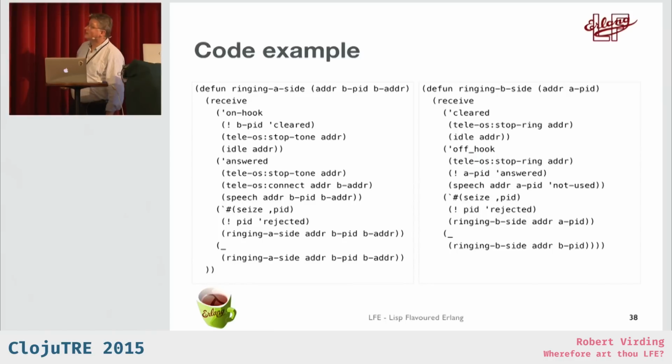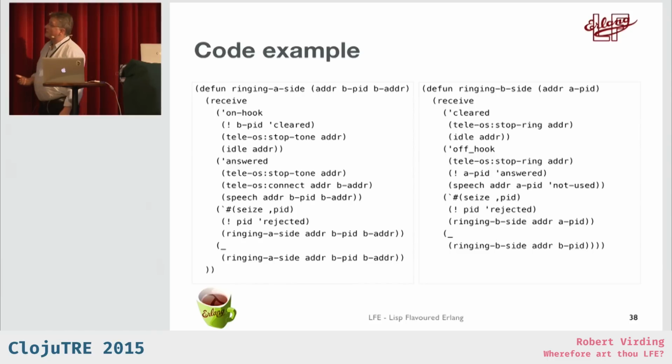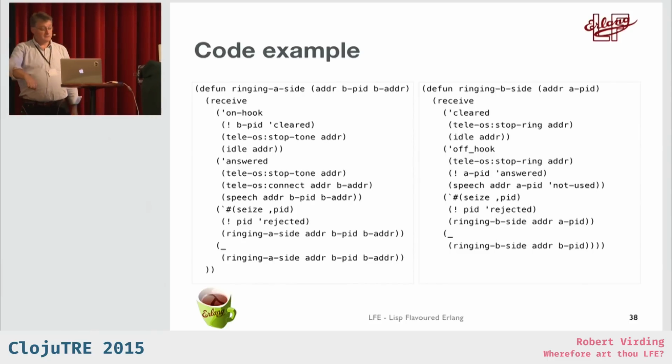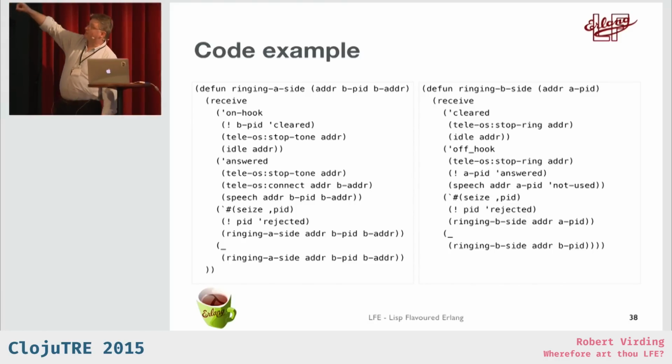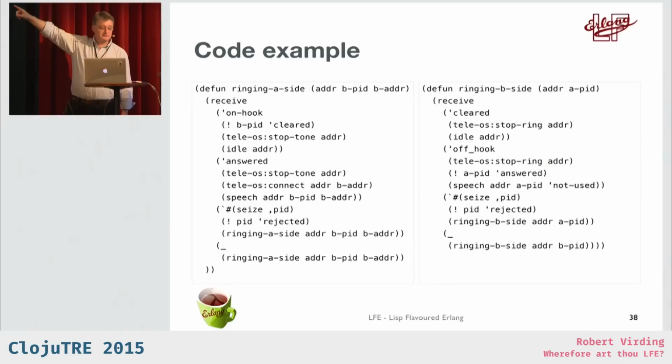So what can happen here? They're both going to receive, sitting waiting for a message. On the A side we can go on hook: I give up, I don't wait anymore. I get an on-hook message coming in. That's the first message. What do I do? I send cleared to B side. The bang is just a send, an asynchronous send. And I call my teleOS, which just stops the tone. That just sends messages to the switch. I'm getting messages in from the switch and sending messages out to the switch. And I go to the idle state by calling the idle state function.